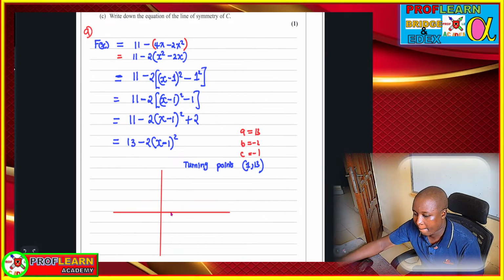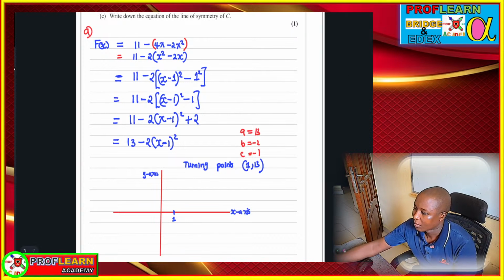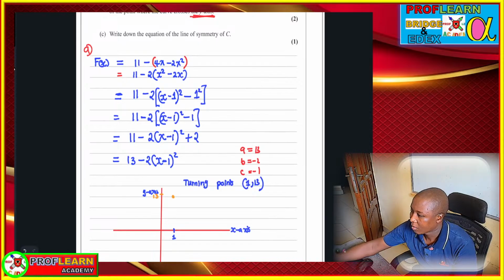And we can say this is our 1 at this point, and of course this being the x-axis, and then we have the y-axis, means that we shall have maybe our y at that point, our turning point, and say this is our 13.